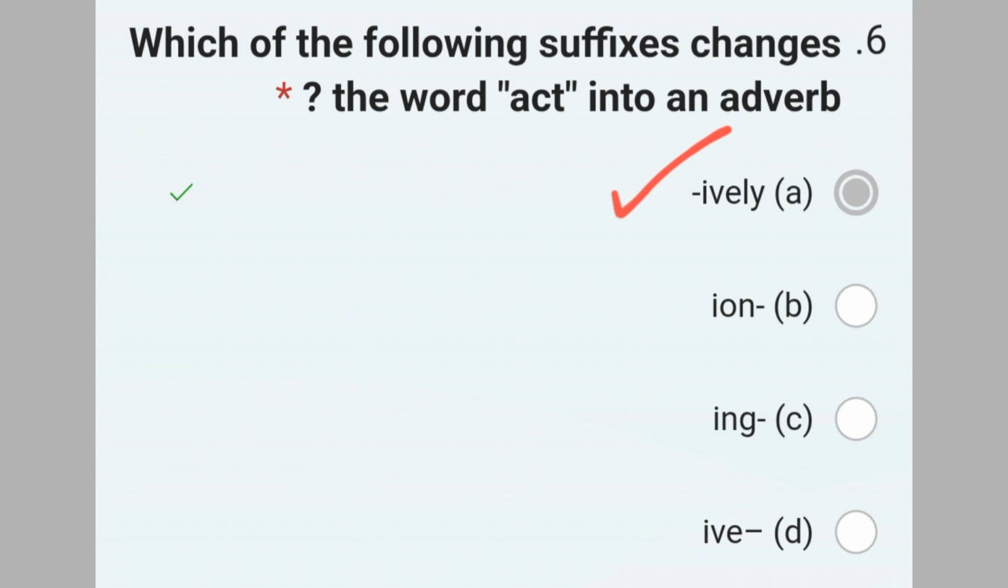6. Which of the following suffixes changes the word act into an adverb? A. Ively. B. Ion. C. ing. D. Ive.